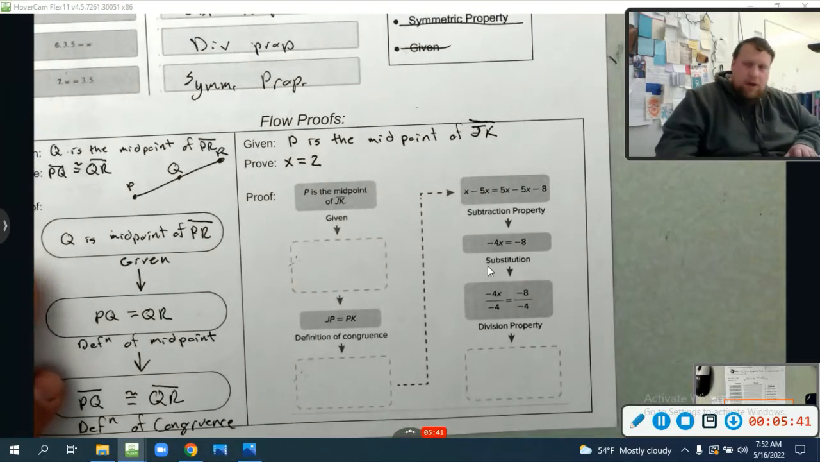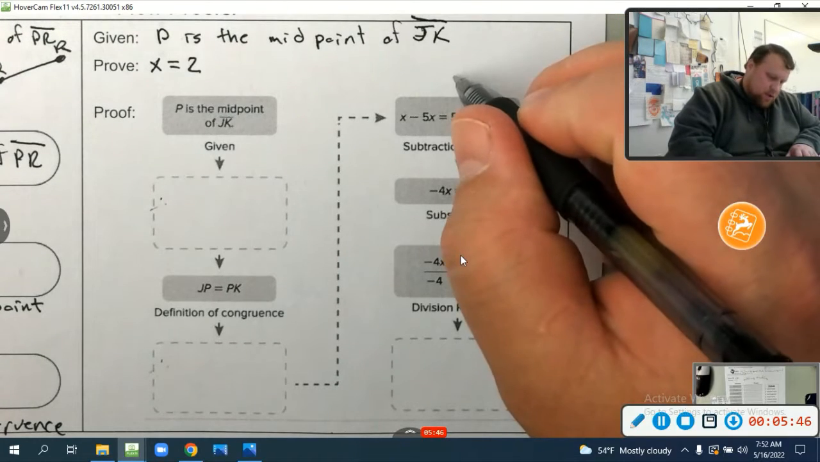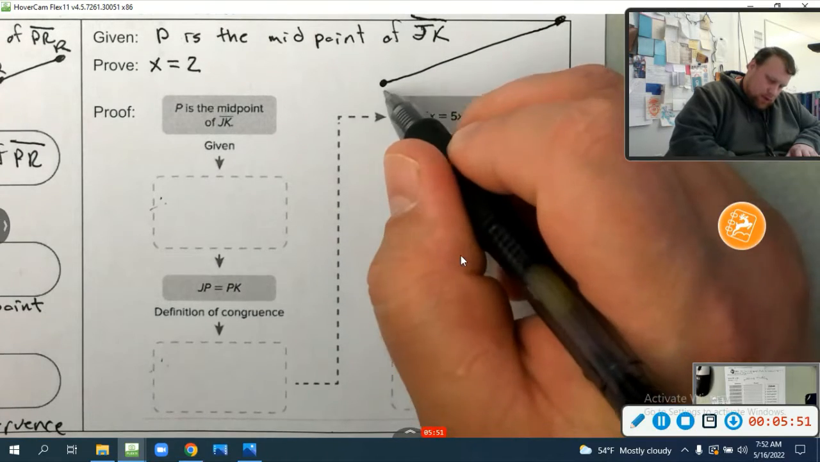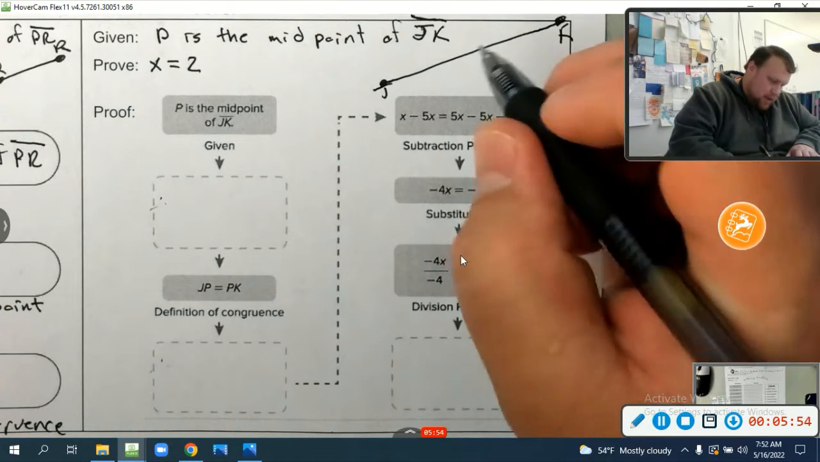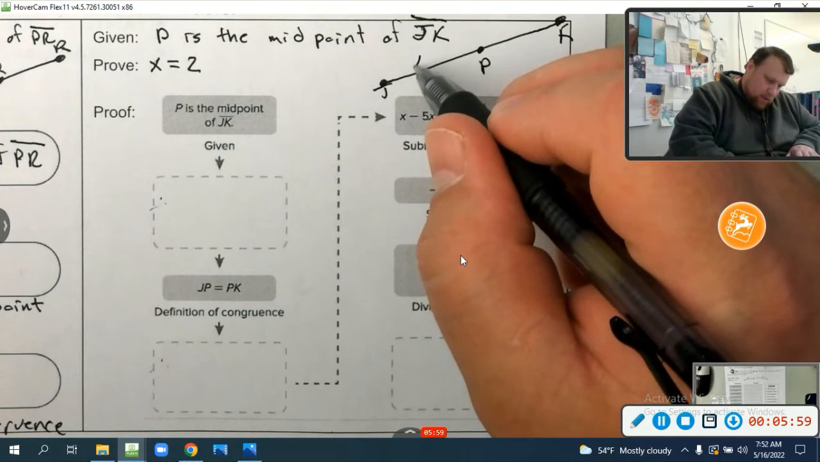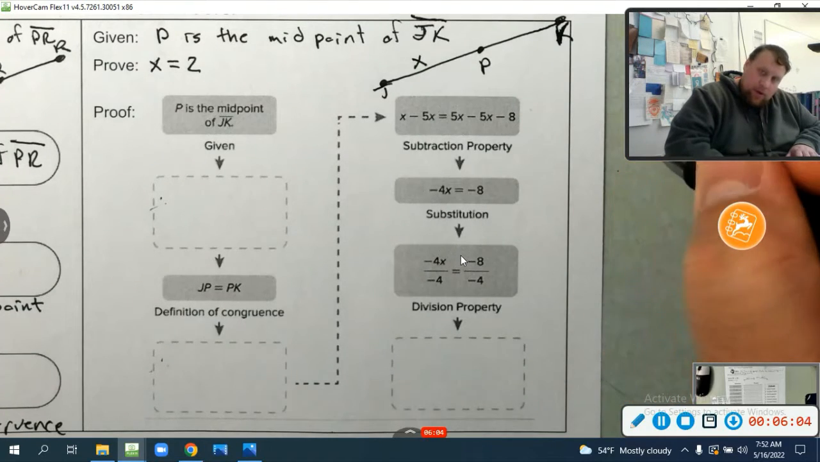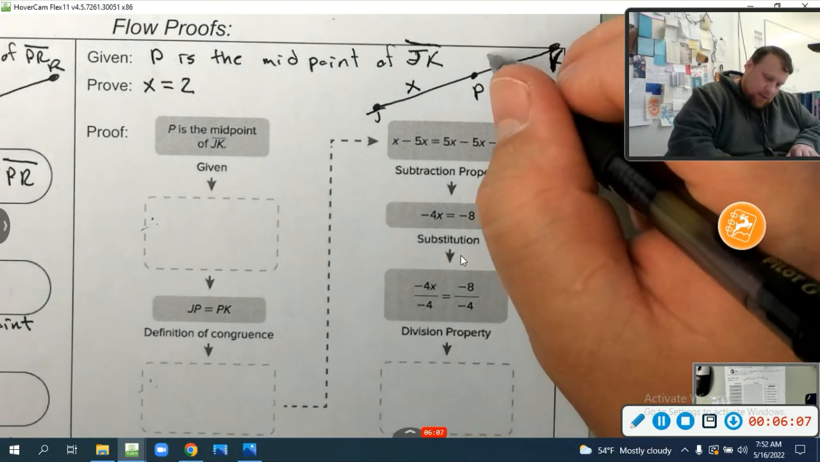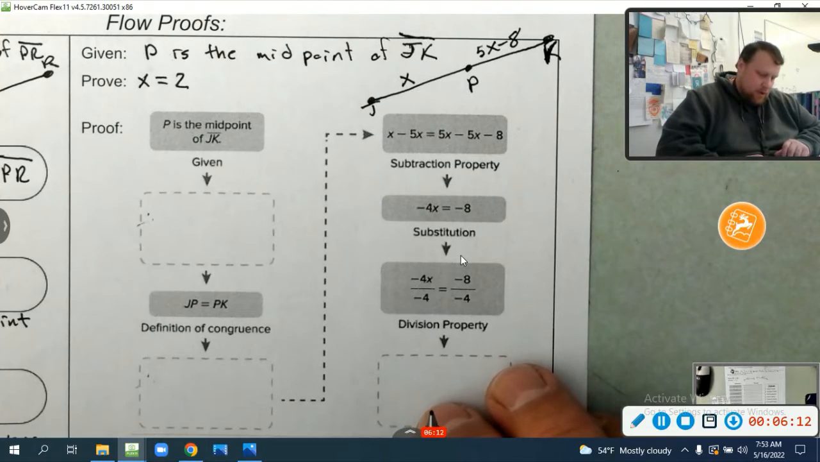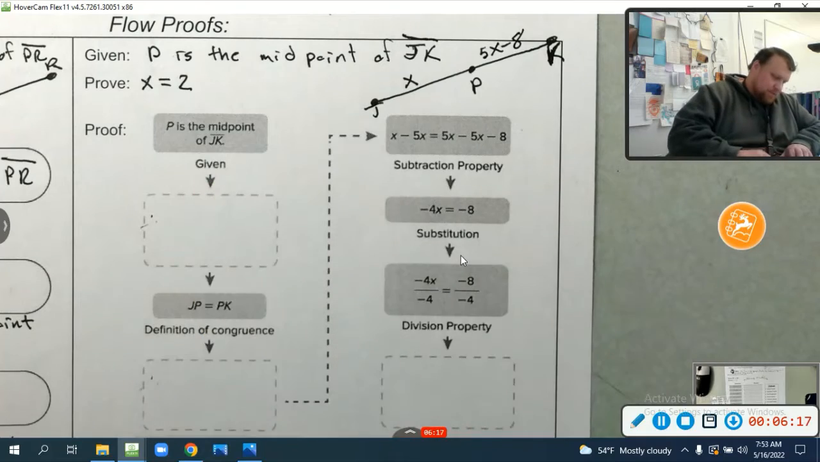And I'm going to help you draw this, because the drawing came along with this, as you can imagine. That drawing should just be, we've got J, and we've got K, and we've got P, and JP we're going to label x, and PK is going to be labeled 5x minus 8. All right, so this is a little bit different type of proof. So P is the midpoint of segment JK, that is the given.